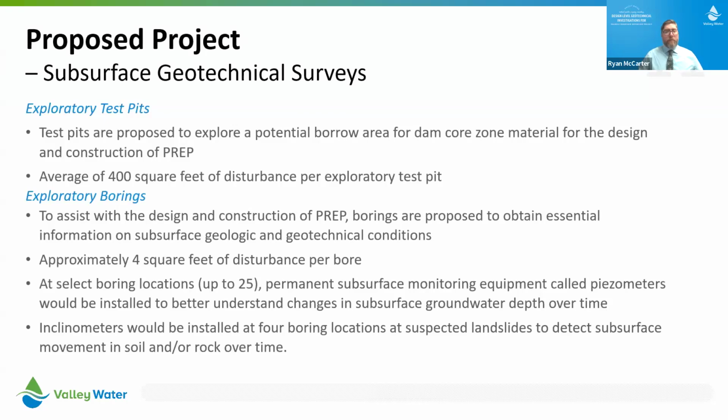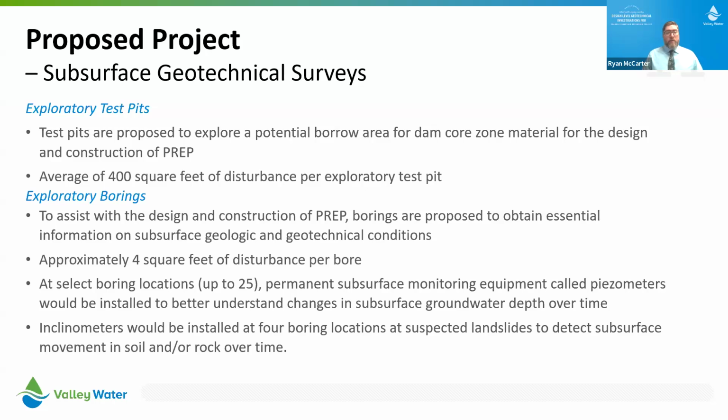So a little bit more detailed information on the subsurface geotechnical surveys here. The exploratory test pits are mainly going to be used to explore a borrow area and look at that borrow area for potential dam core material for the design of the new proposed dam. That's a clayey material that we're looking for, and trying to assess how much is in that area. These test pits average about 400 square feet. We try to keep it as small as possible and just dig in one area, but there are reasons why we have to slope them back so that people can get in and gather the samples and things like that. So that's the rough area that they do disturb at the surface.